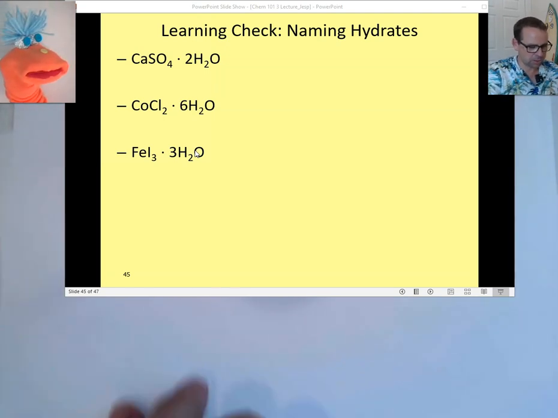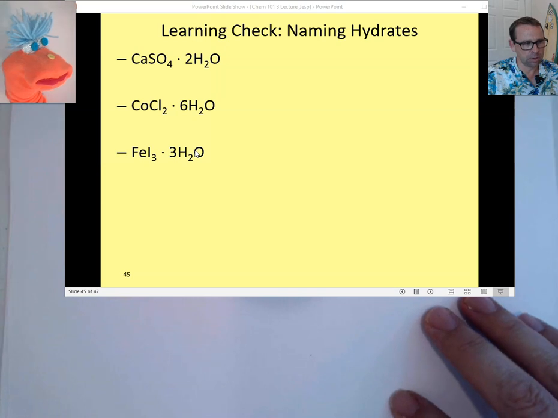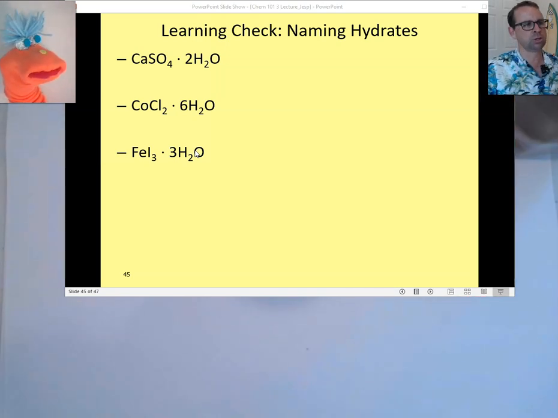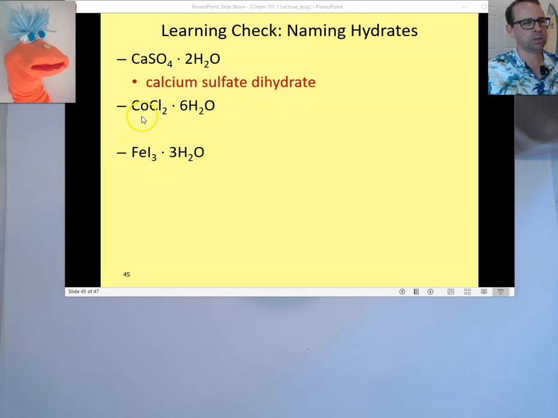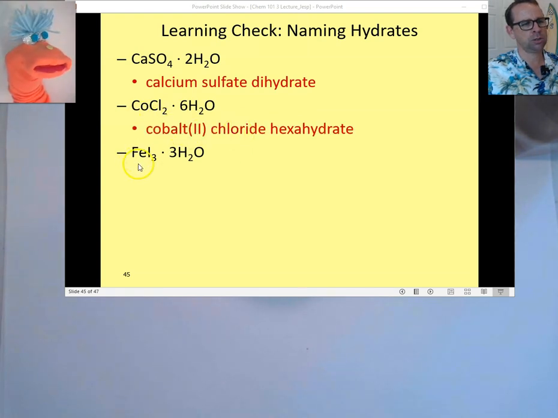All right, Fred, help us out. Well, that's calcium. The SO4 is on the polyatomic ion chart. Calcium sulfate dihydrate. Very good. This is cobalt 2. It's a transition metal. Cobalt 2 chloride hexahydrate. Very good.